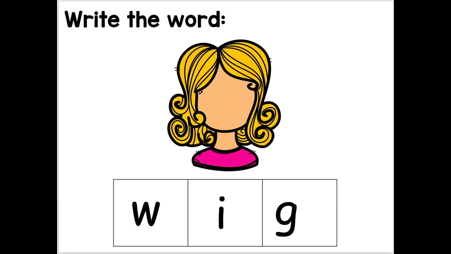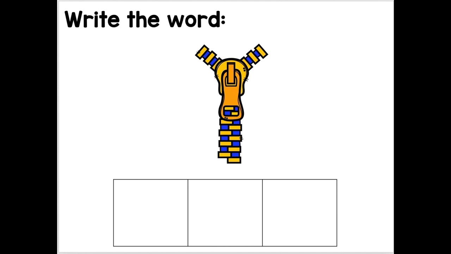Here we go. If you said W-I-G, you are correct. W-ig. Let's try one more together. Then you're on your own. Zip. Z-ip. What word family do you hear in the word zip? That's right. Ip. I-P. What other sounds do you hear? Let's check it. Z-I-P. You said Z-I-P. You are correct.